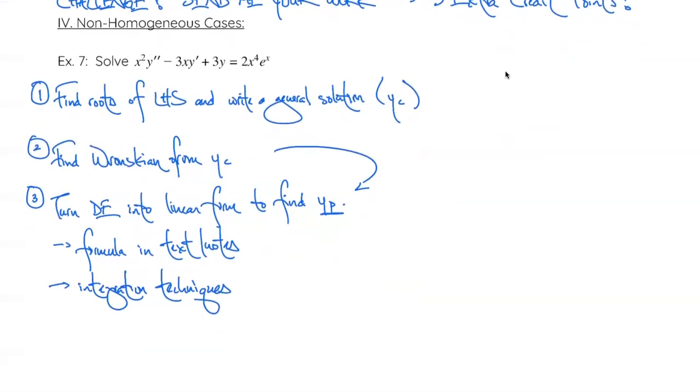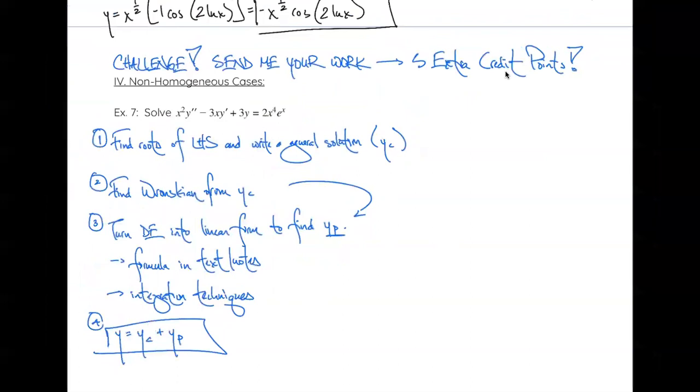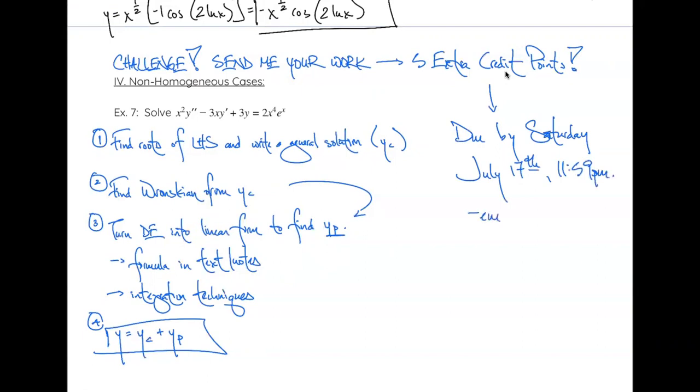Okay, and at the end, you want to make sure that your final answer is your y sub c plus your y sub p. Okay, and so if you go ahead and send that to me, it will be worth up to 5 extra credit points, and this is due by Saturday. And that will be Saturday. Let's see, what is the date? July 17th, 11:59 p.m. And you can just email your solutions to me.